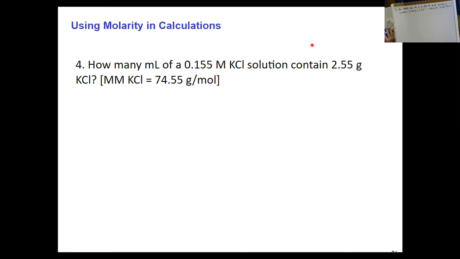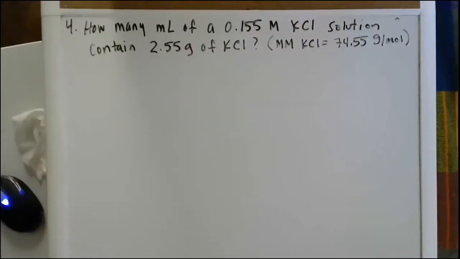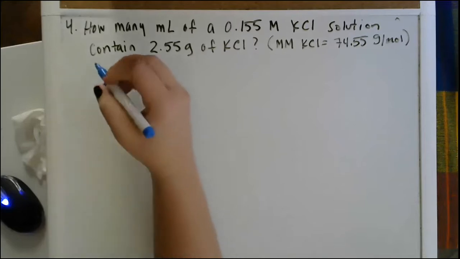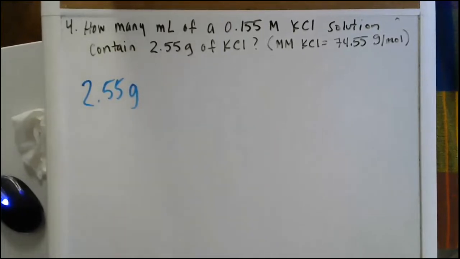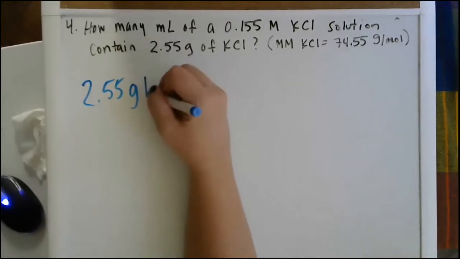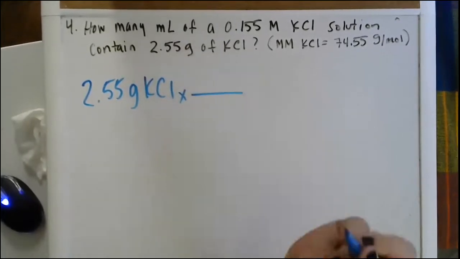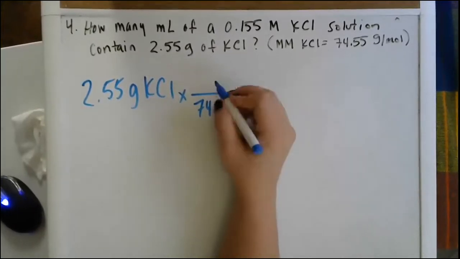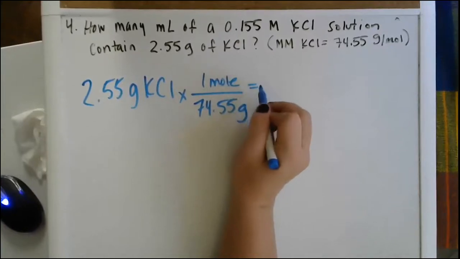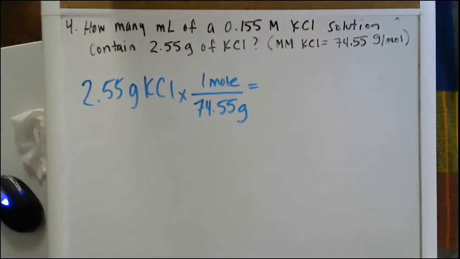Right, so again, pause here, try to make up a roadmap for yourself, and then I'll do it out on the whiteboard. All right, so a good starting point here would be to get rid of this gram value. We very rarely are going to need those in these calculations. So we have 2.55 grams of KCl. Our molar mass of KCl is 74.55 grams per 1 mole. So let's figure out our mole value first.